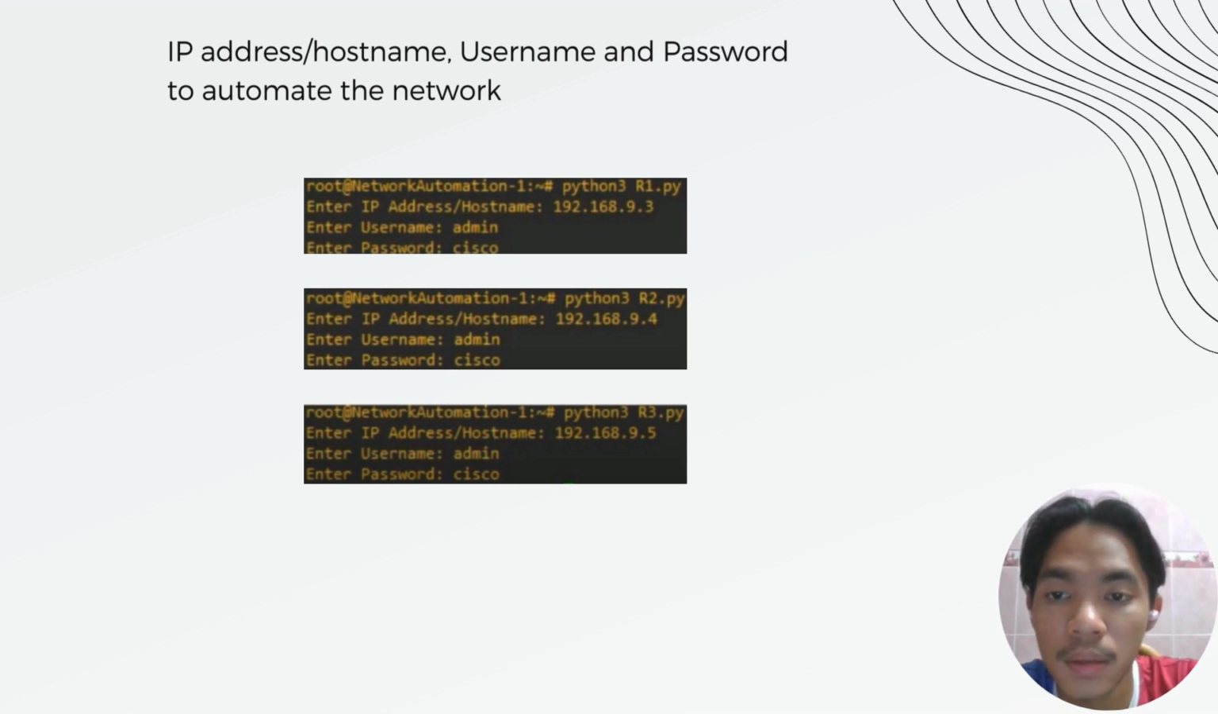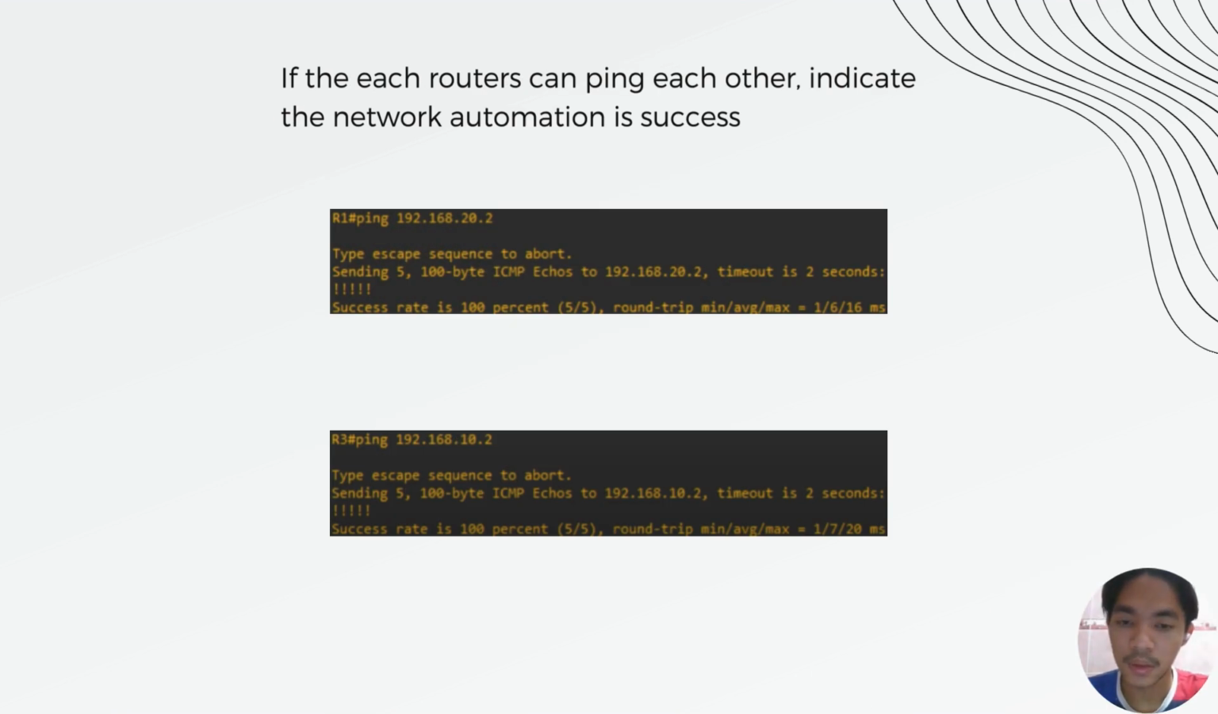So this is the next step, where the user needs to enter the IP address or hostname, username, and password to automate the network. In this page we can see router 1 can ping router 3 and router 3 can ping router 1. The success rate is 100%. The packets can transfer to each router. So if the routers can ping each other, it indicates the network automation is successful and working properly.